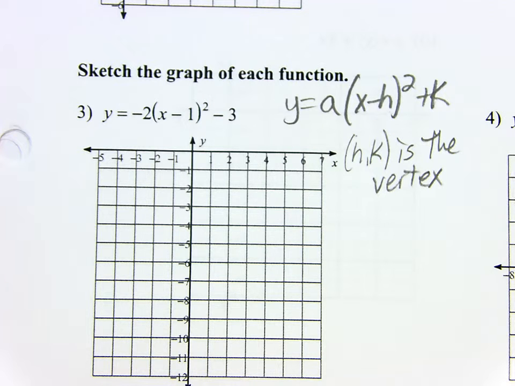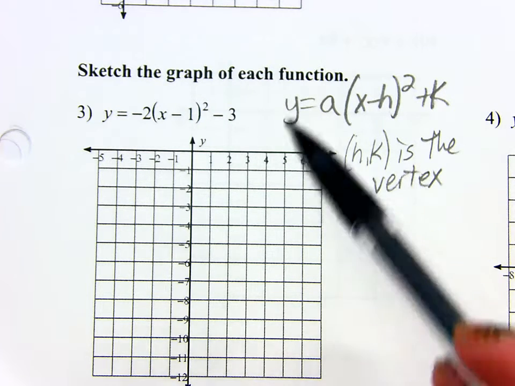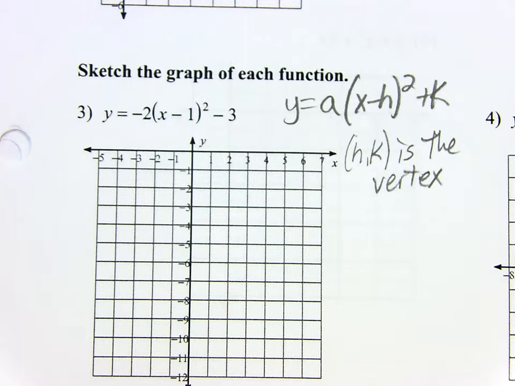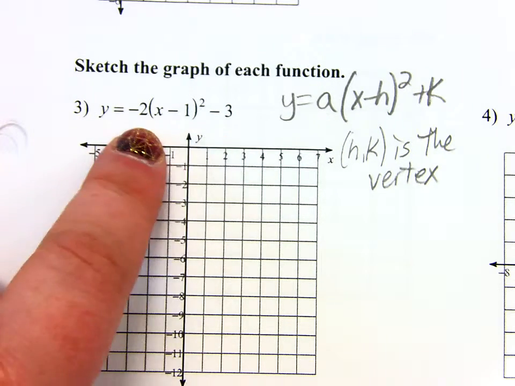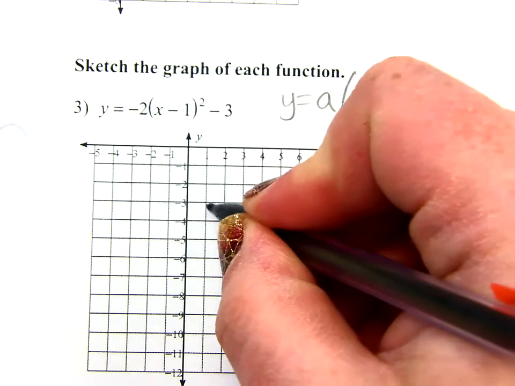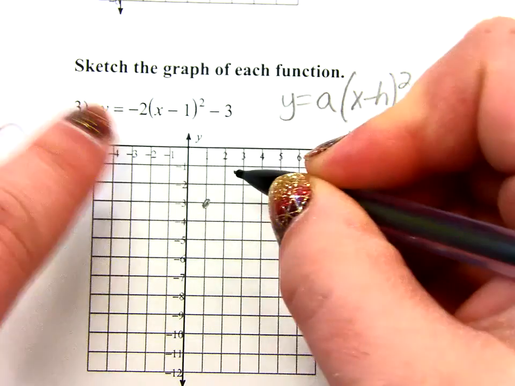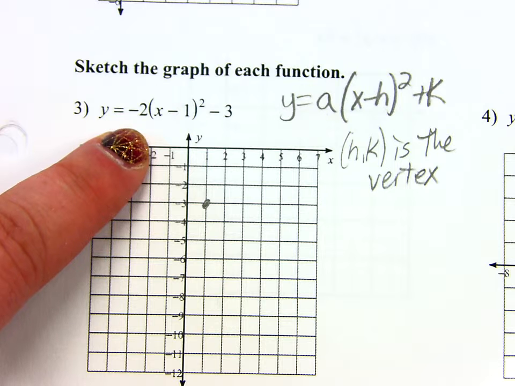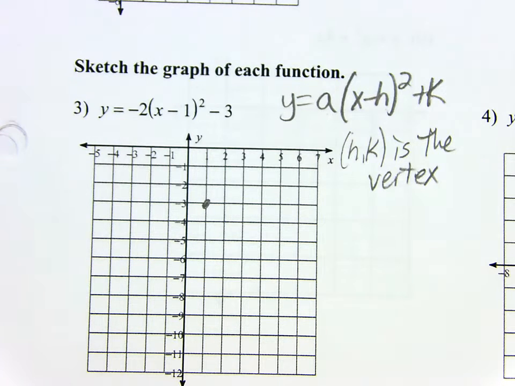All right, so if I know my vertex, and then a tells me everything that it told me before, up, down, wide, narrow, so I still have all that information, same a as it was in standard form. Okay, so if I'm looking at this, where is my vertex? 1, negative 3. And now, since a is negative 2, where can you go from here?